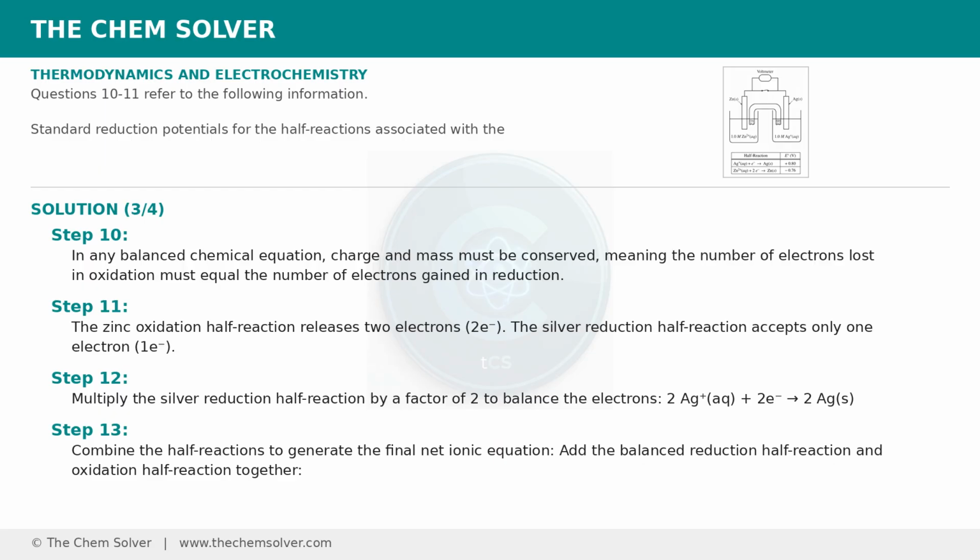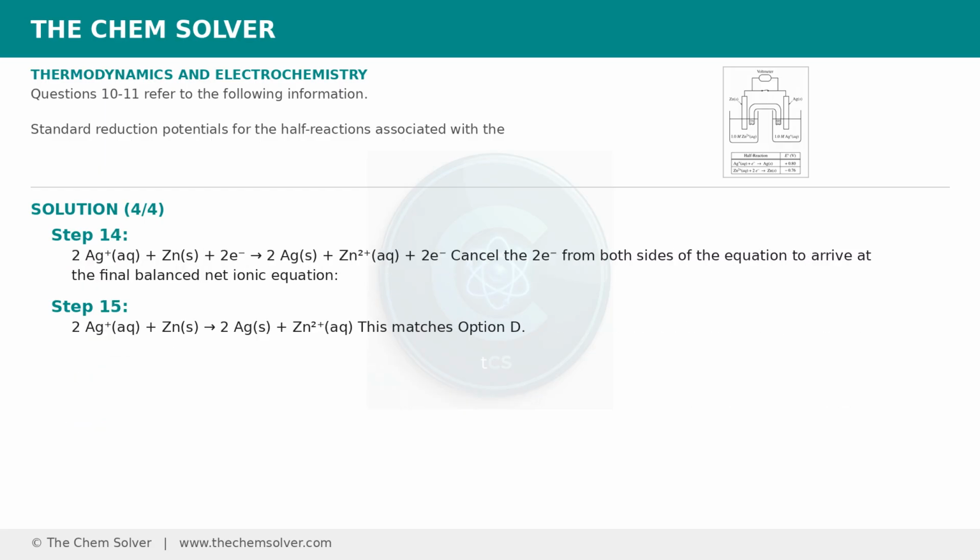Combine the half reactions to generate the final net ionic equation. Add the balanced reduction half reaction and oxidation half reaction together. 2Ag⁺ + Zn + 2e⁻ → 2Ag + Zn²⁺ + 2e⁻. Cancel the 2e⁻ from both sides of the equation to arrive at the final balanced net ionic equation.